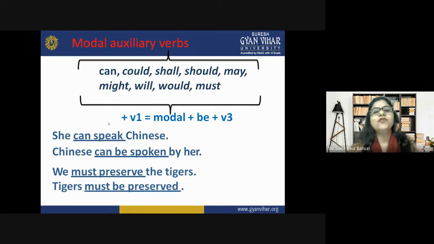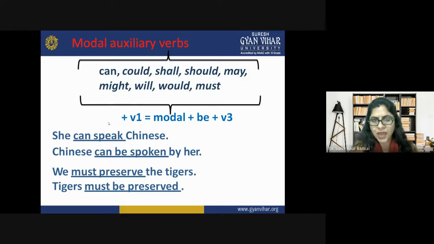The modal auxiliary verbs are can, could, shall, should, may, might, will, would, and must. Clear? So verb's first form becomes modal plus be plus verb's third form. So, she can speak Chinese. Here the modal verb is can speak. It means that it is a present tense sentence, and in that we are going to change it to: Chinese can be spoken, because we are not going to change the modal's form.